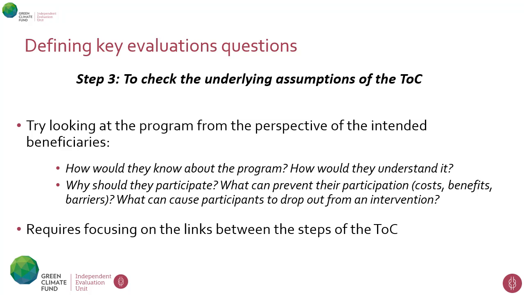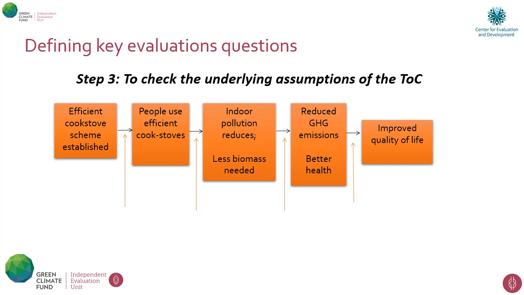So checking the underlying assumptions of the theory of change relies on looking at the program from the perspective of the intended beneficiaries. How would beneficiaries know about the program? How would they understand it? Why should beneficiaries participate? What can prevent their participation? And what can cause participants to drop out from an intervention? And this requires focusing on the links between the steps of the theory of change.